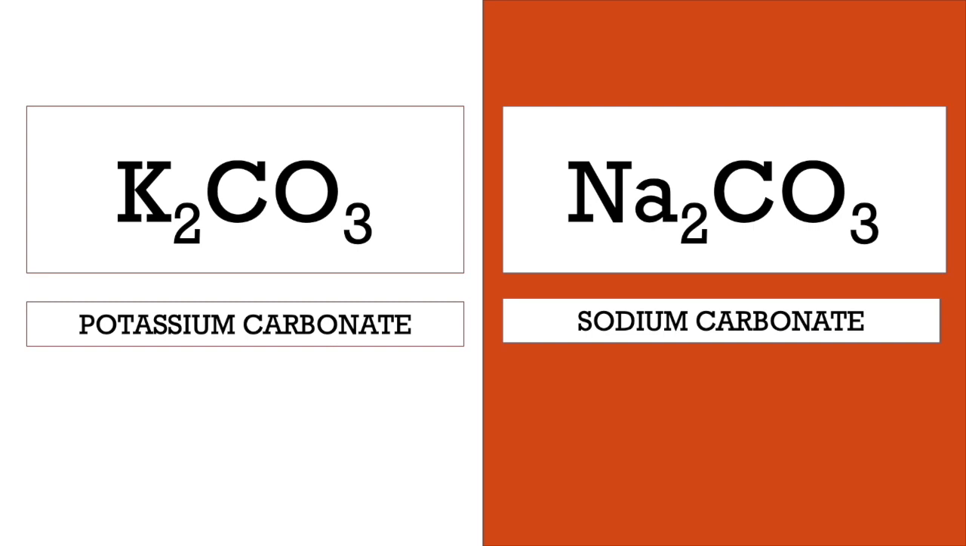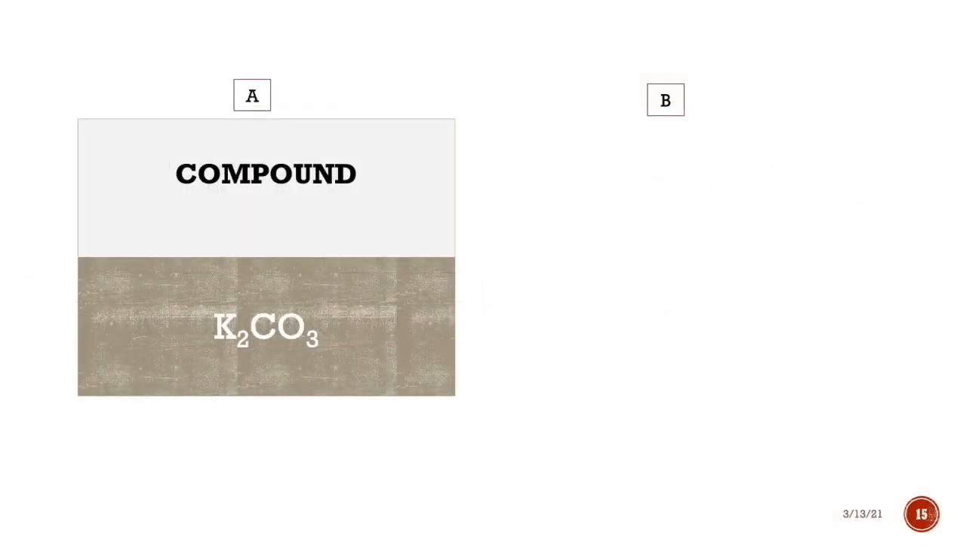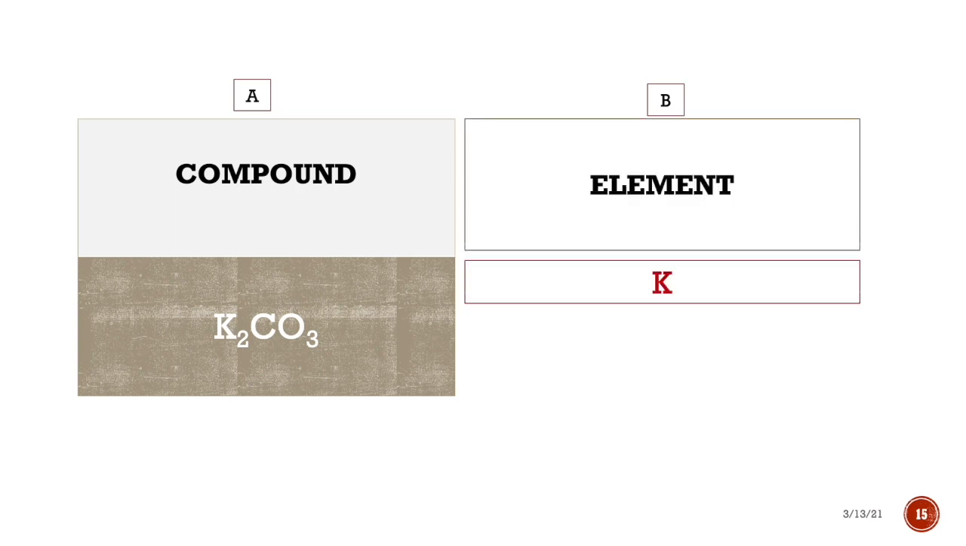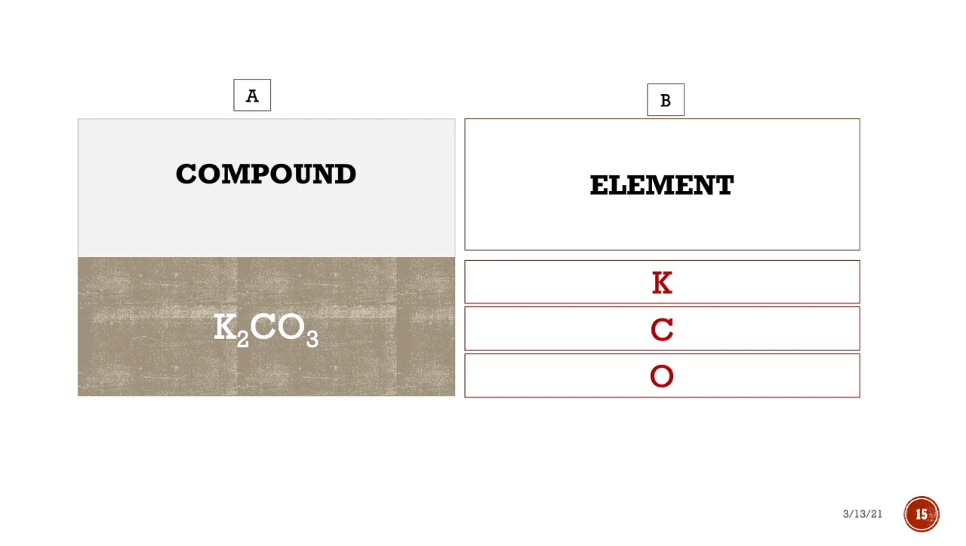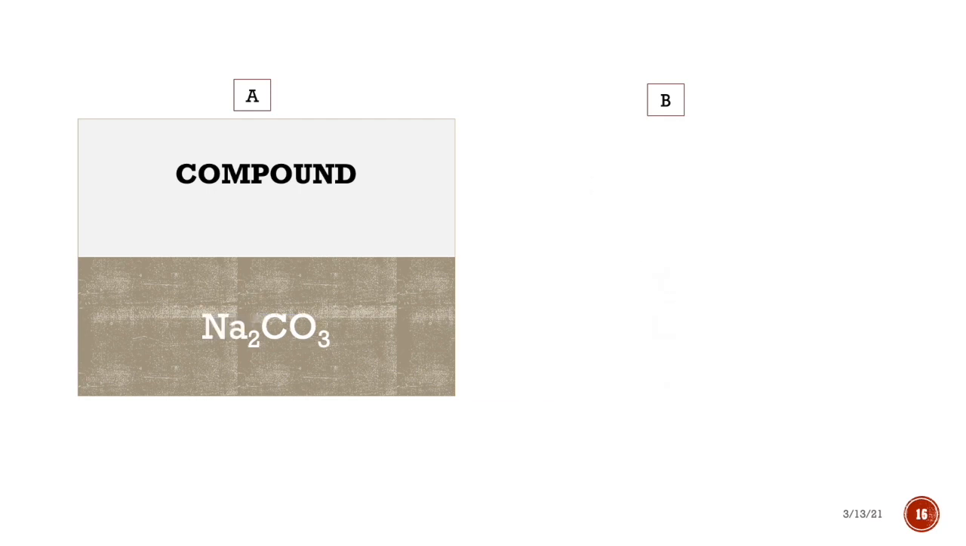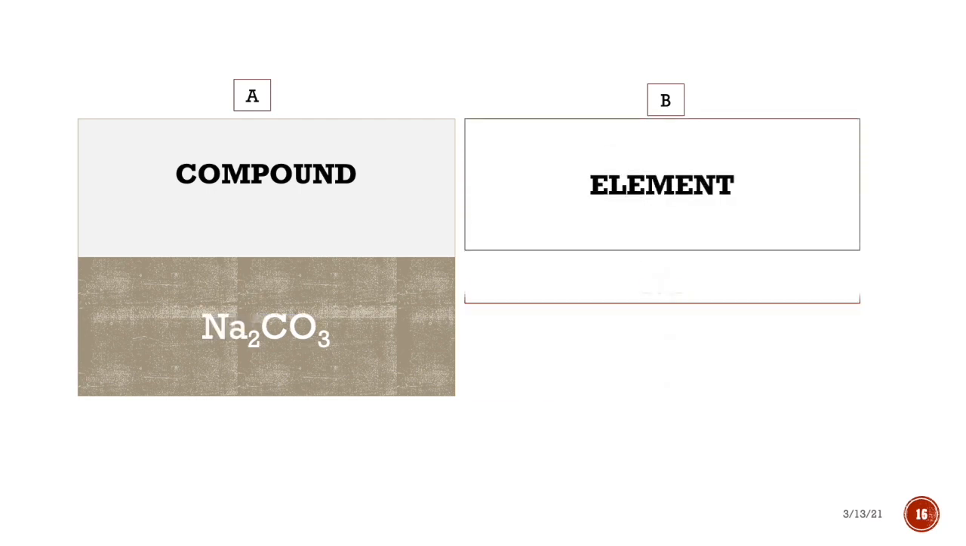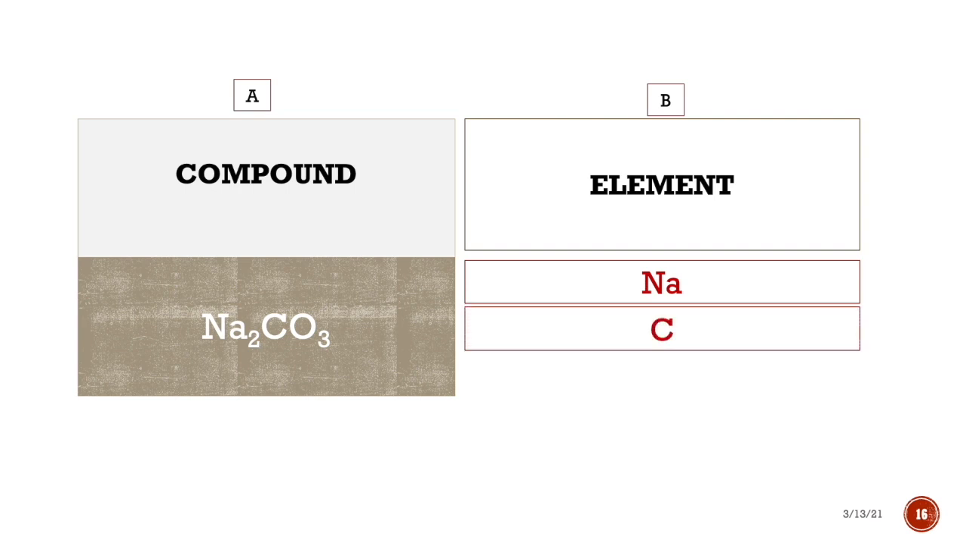To compute the percentage composition of the substances in the compound, first, let's compute the molar mass of the compound. To do this, first we need to identify the different elements involved in the compound. For potassium carbonate, the different elements are potassium, carbon, and oxygen. And for the compound sodium carbonate, we have sodium, carbon, and oxygen.